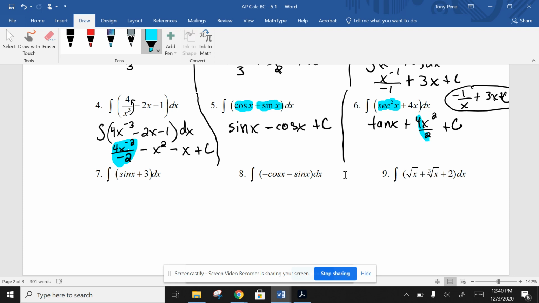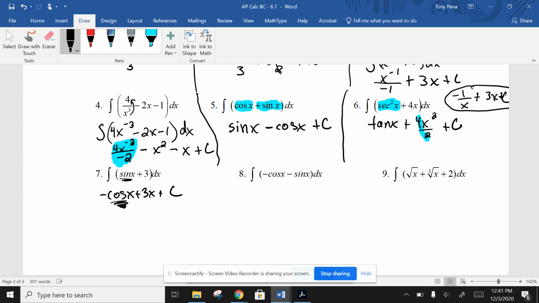All right, let's see how we did here. Steve, what do you think for number 7? What'd you get? I got negative cosine of x plus 3x plus c. Good. So the derivative of cosine is a negative sine. So since we have a positive sine, that meant our cosine had to be negative.